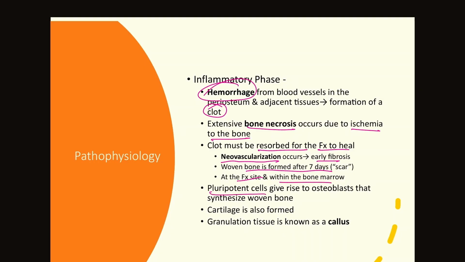Pluripotent cells give rise to osteoblasts. That's the bone building cells. We need to repair the bone. Therefore, we need osteoblasts to come to the area to start rebuilding that bone and remineralize those two bones back together. Cartilage is also formed, granulation tissue is also formed, and that's called a callus. You will see callus formation on an x-ray in healed bones.